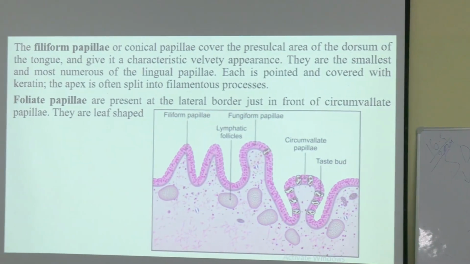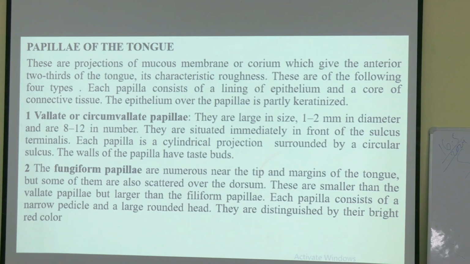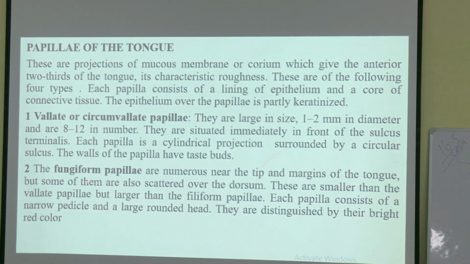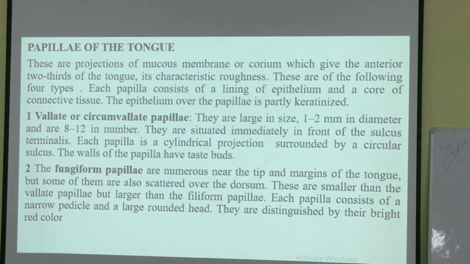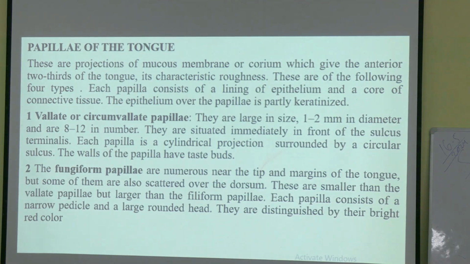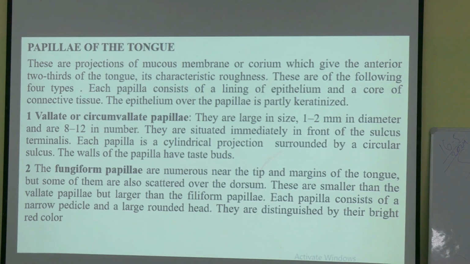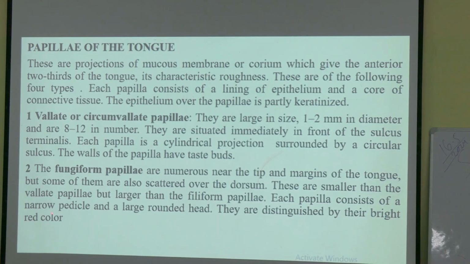Okay, so after circumvallate papillae, next is the fungiform papillae. They are numerous at the tip and the margins of the tongue. They are scattered over the dorsum of the tongue and they are smaller than circumvallate papillae. They have a narrow pedicle and a large rounded head. So the pedicle is narrow, the head is rounded.